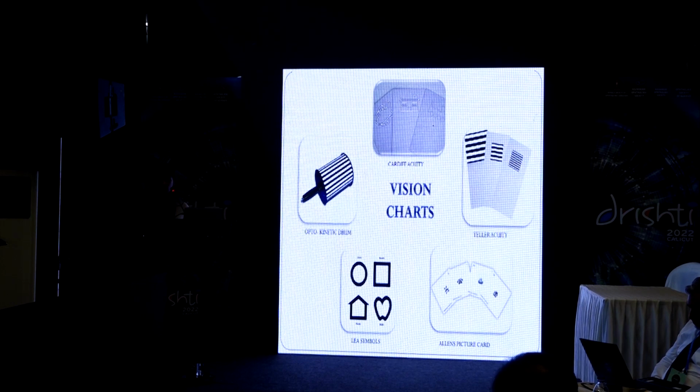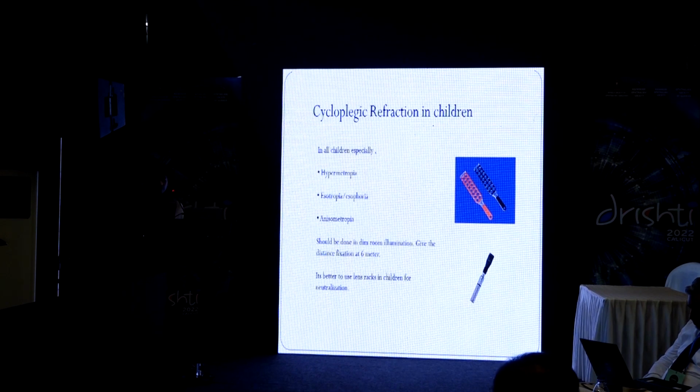These are charts which are used in preschool children. So, as Sir said, cycloplegic refraction is very important. Especially in children, we have to suggest cycloplegic refraction in all children, especially those who have hypermetropia or convergent squint, because a good amount of hypermetropia will be hidden under the control of the ciliary muscle tone. So we have to suggest a cycloplegic refraction in every child who has hypermetropia and esotropia.